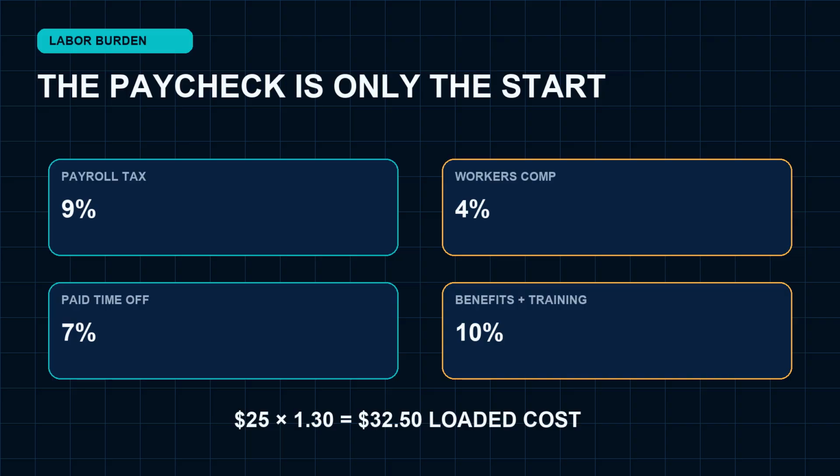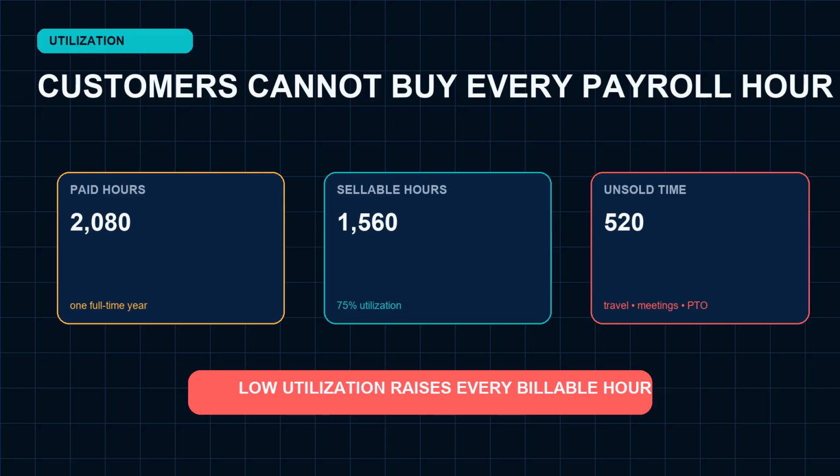That calculation is useful, but it is still incomplete. Customers do not pay for every hour on the payroll. An employee may be paid for 2,080 hours in a year. Subtract holidays, vacation, sick time, training, safety meetings, vehicle loading, callbacks, shop cleanup, and other non-billable activity. Suppose only 1,560 hours can realistically be sold to customers. That is a 75% utilization rate. The business still pays the employee for all 2,080 hours.